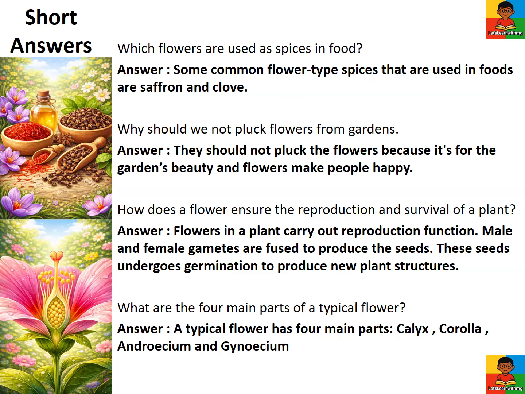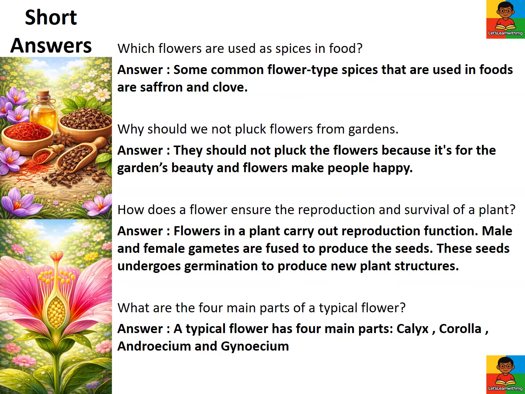Why should we not pluck flowers from gardens? Answer: they should not pluck the flowers because it's for the garden's beauty, and flowers make people happy. How does a flower ensure the reproduction and survival of a plant? Answer: flowers carry out reproduction. Male and female gametes fuse to produce seeds, which germinate to produce new plants.